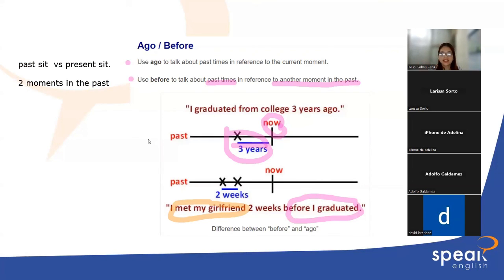So is that clear, guys? The difference between them? When to use it? Yes, teacher.